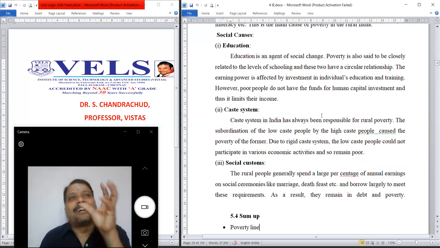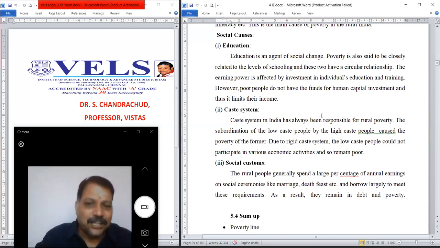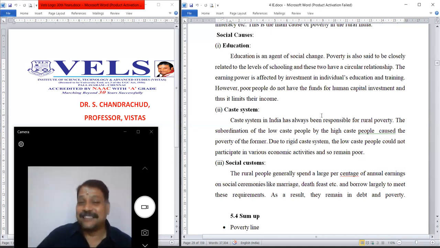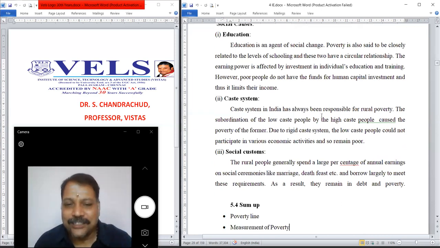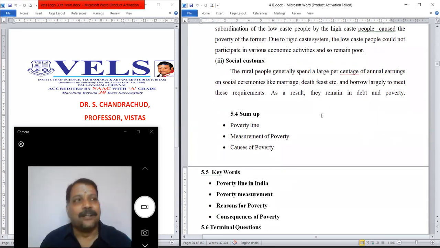So the causes for poverty we are dividing into two. One is economic causes and the second one is social causes. In economic causes, there are 9 points, and in social causes, 3 points. If they ask in section C, first you write what is poverty line, and then you have to list out these 12 causes for poverty.